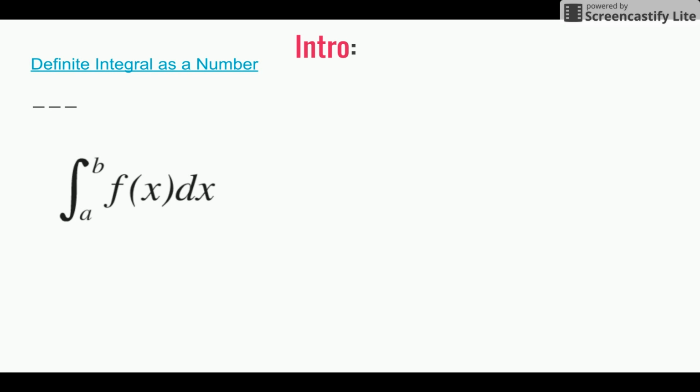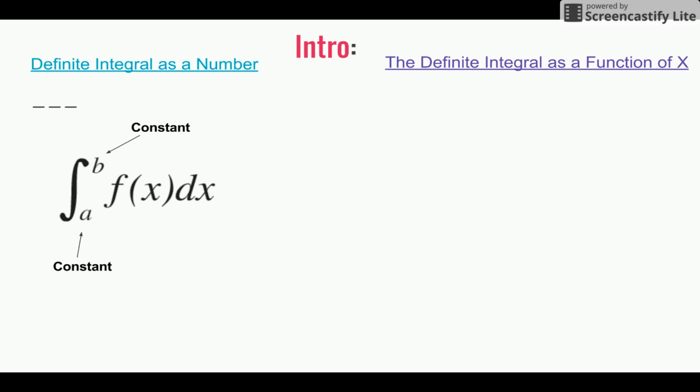So what we can see is the integral from a to b of f of x dx. What we know by looking at this is that both a and b are going to be constants, which pretty much means that as we evaluate the integral, we're going to find a definite number for an answer. This is a little different from the next example I'm going to show.